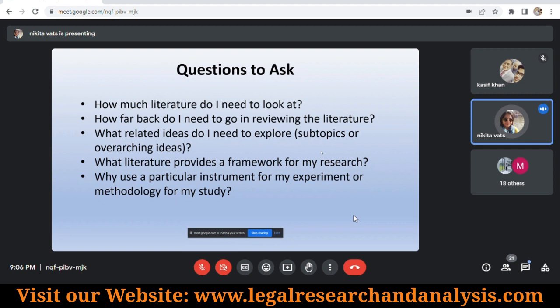Fourthly, what literature provides a framework for my research? For example, are there any historical documents that are available for your research? And secondly, if somebody is working on the Constitution of India, then from where the Constitution has taken the idea of fundamental rights, the idea of fundamental duties, that becomes your framework. Does it make sense? Yes, ma'am.